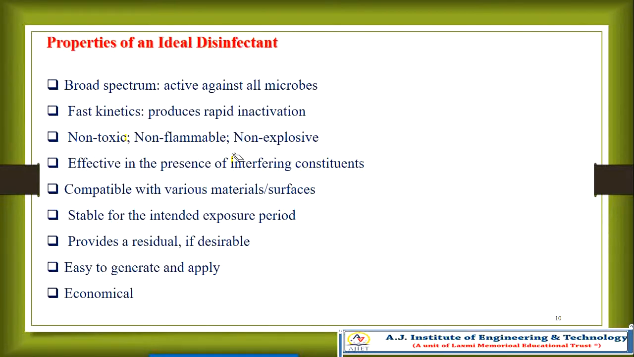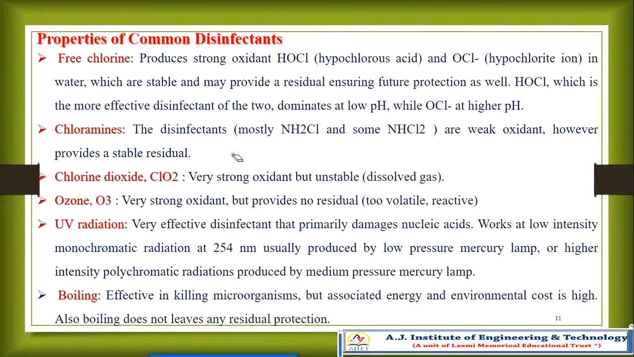Now, if we concentrate on another topic, that is the properties of common disinfectants, for example chlorine, chloramine, and ozone. These are the common disinfectants used in the water treatment or water disinfection process. Let us look at the properties of each.